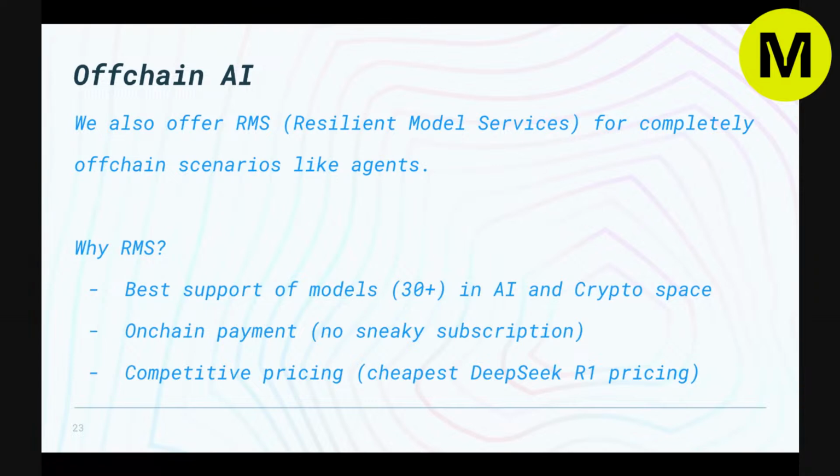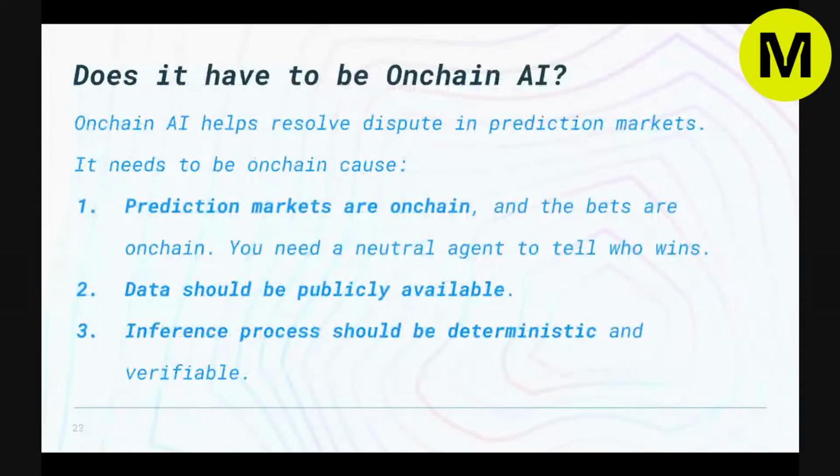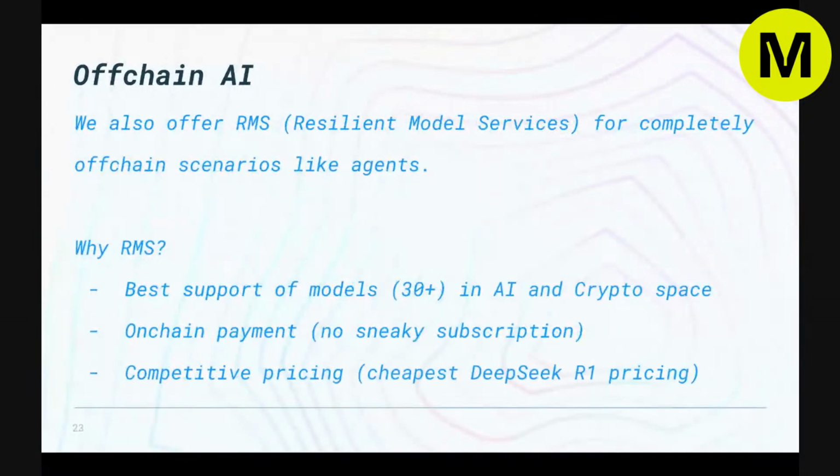Because if you just want to talk with the agent on Twitter, then it doesn't really have to be on-chain because it doesn't touch the money on chain. It doesn't require the data to be verifiable and doesn't require the inference process to be deterministic. So you just need one kind of traditional AI service, and that's what RMS is more about.